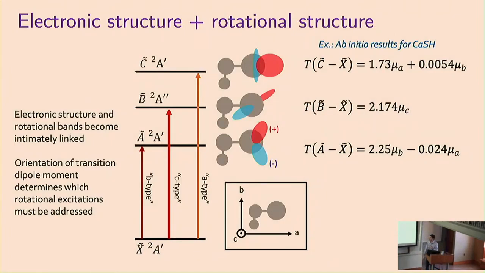Probably the most challenging aspect of asymmetric top molecules is that their rotational structure is extremely complicated, and the rotational strengths are also correlated with the electronic structure.